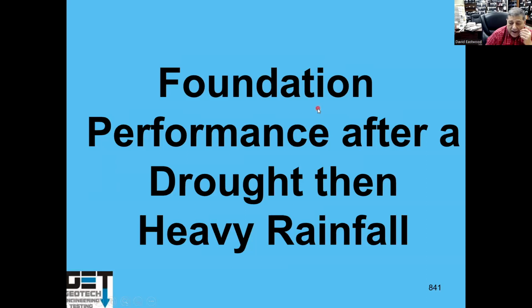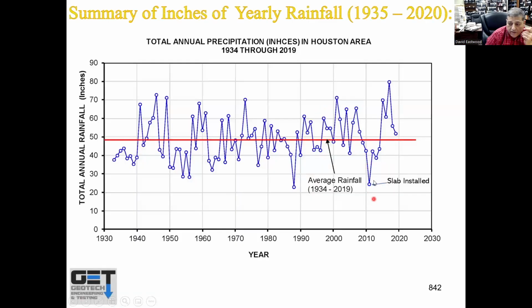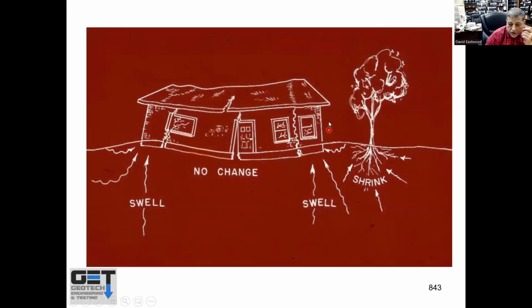If you build a house after a drought, when we have a drought condition, low rainfall, and then also a bunch of rain, you get edge lift. The bottom goes in tension, the top goes in compression.